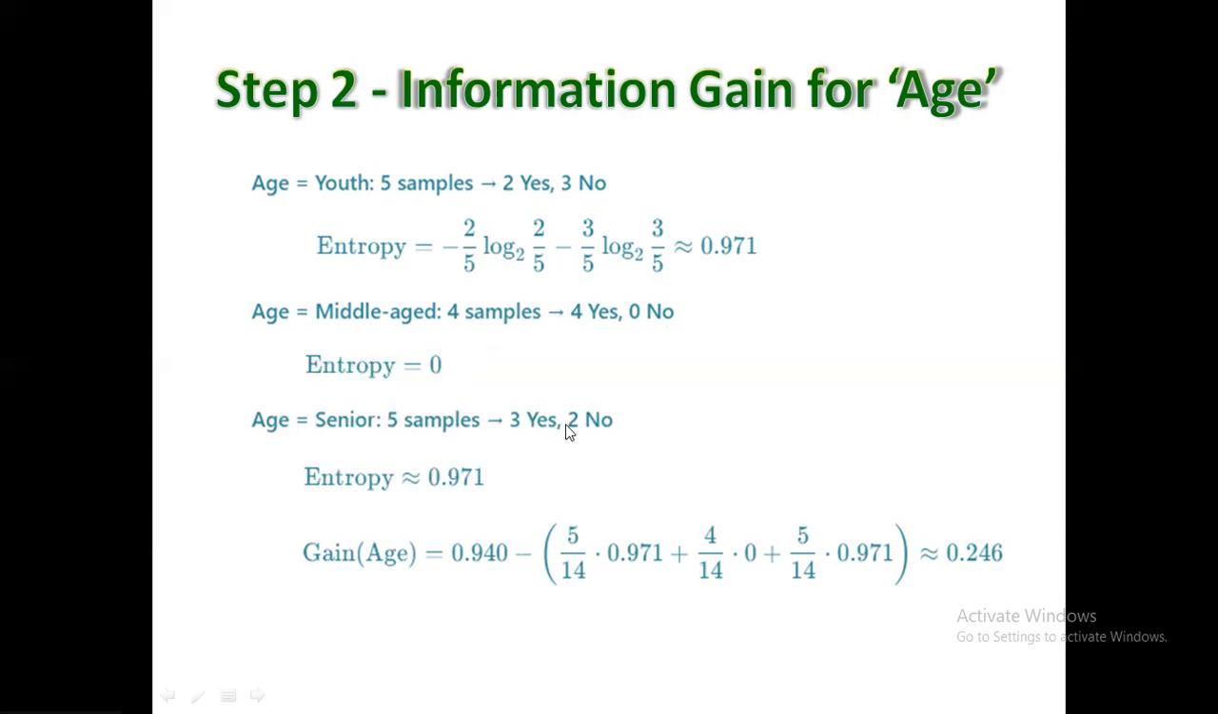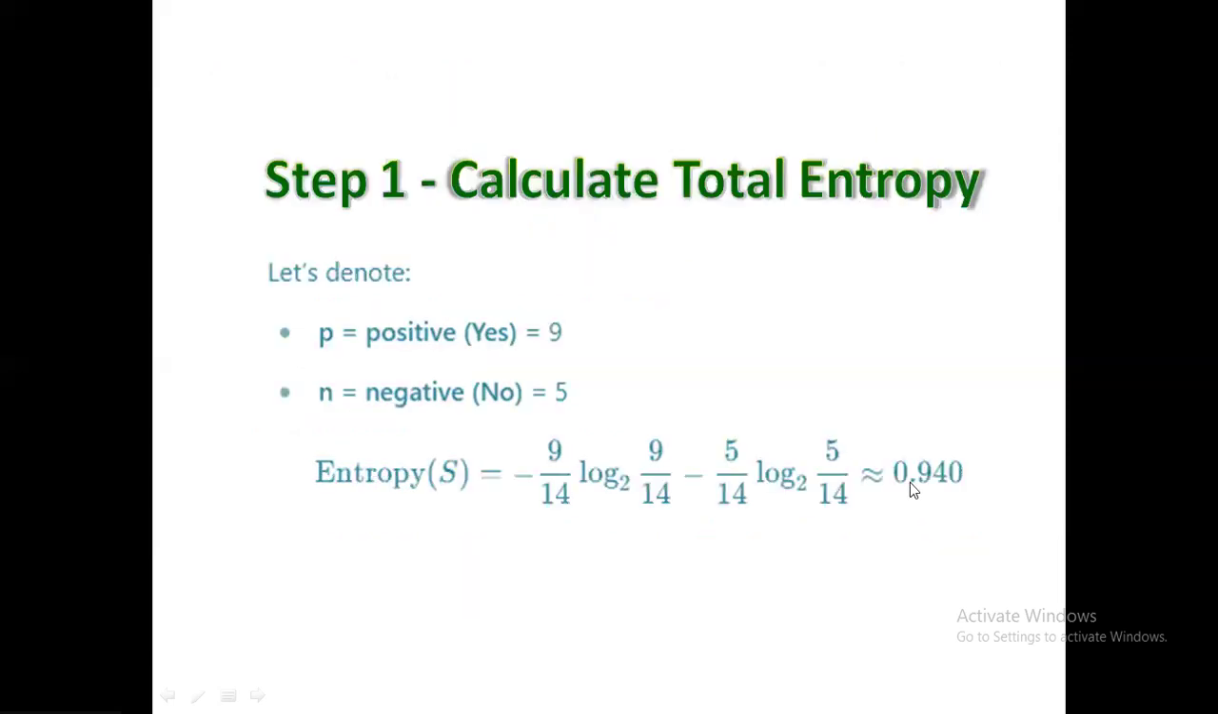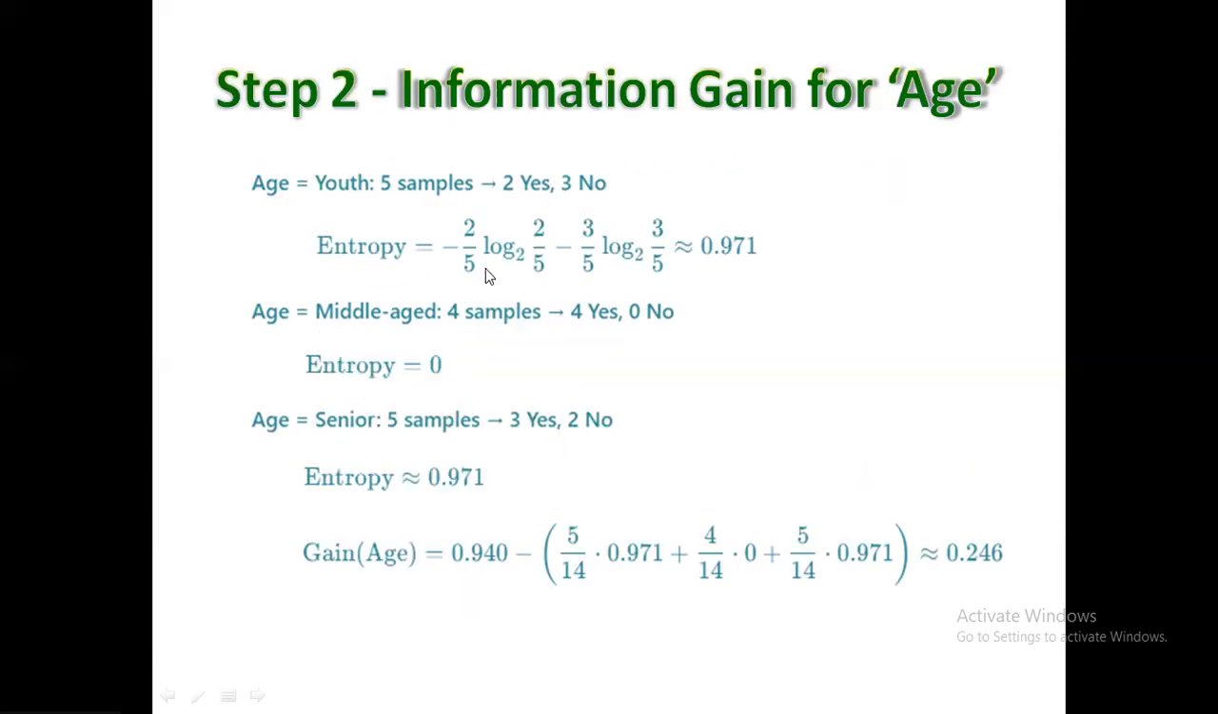So the gain is found by the entire entropy, 0.940, minus 5 by 14 into 0.971, plus 4 by 14 into 0, the entropy value, plus 5 by 14 into 0.971. Multiplying, adding and subtracting, we get 0.246 in this case. This is step 2.